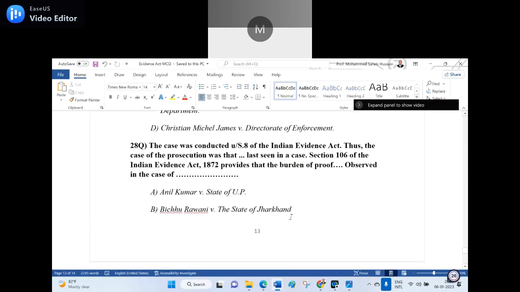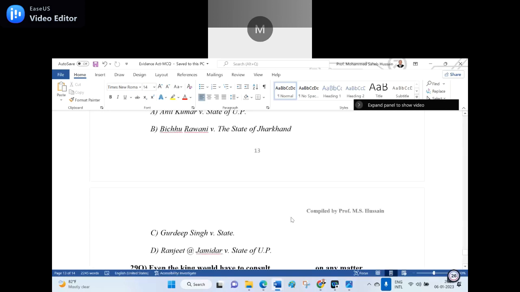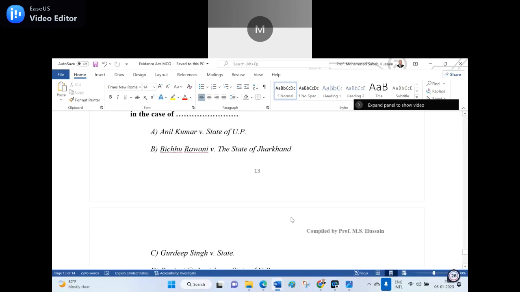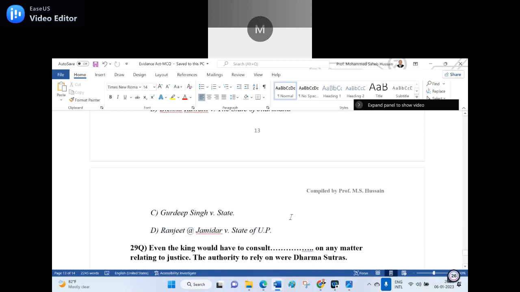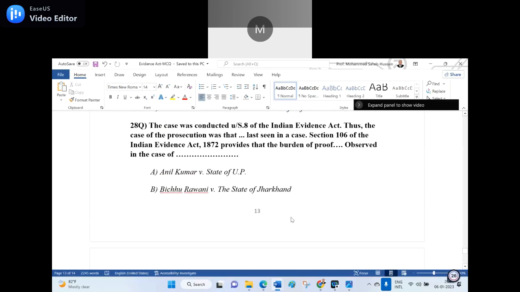28th question. The case was conducted under Section 8 of the Indian Evidence Act, though the case of the prosecution was that law seen the case. Section 106 of the Indian Evidence Act 1872 provides that the burden of proof observed in the case of dash. A. Anil Kumar versus State of UP. B. Bichu Ravani versus State of Jharkhand. C. Gurdeep Singh versus State. D. Ranjit Jamidar versus State of UP. Burden of proof under Section 8.